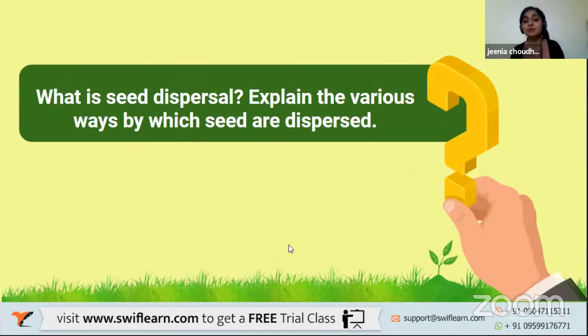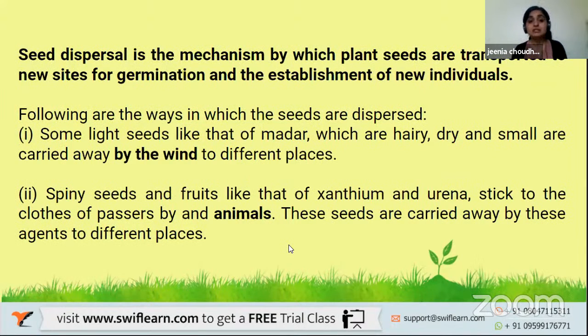What is seed dispersal? Various ways by which seeds are dispersed. Seed dispersal is a mechanism by which plant seeds are transported to new sites for germination and the establishment of new individuals, right? Following are the ways in which the seeds are dispersed. Some light seeds like that of madar, which are hairy, dry, and small, are carried away by the wind to different places. Spiny seeds and fruits like that of xanthium and urena stick to the clothes of passersby and of any animals. These seeds are carried away by these agents to different places.